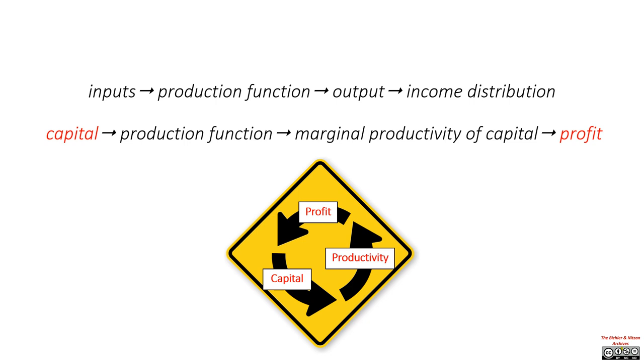But if we use capitalization to measure capital, we move in a circle. The quantity of capital determines its productivity, and the productivity of capital determines its profit. But, and this is a very important but, in order to measure the quantity of capital, we must first know the profit, but then the profit is what the theory is supposed to explain.